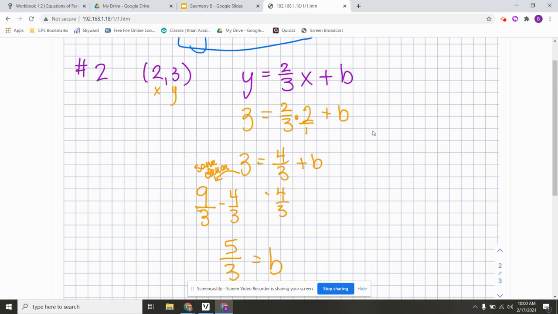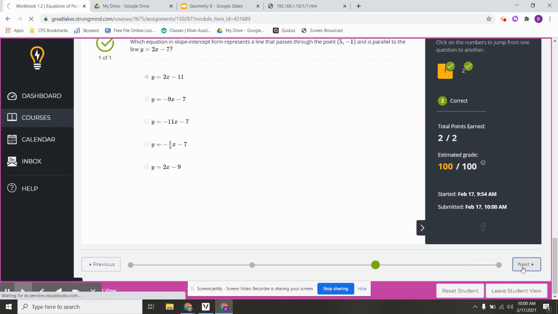All right, so there's our b. So our final equation is going to be y is equal to 2/3 x plus 5/3. Woohoo! Checkpoint 1.